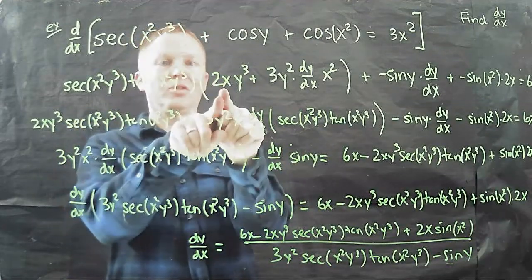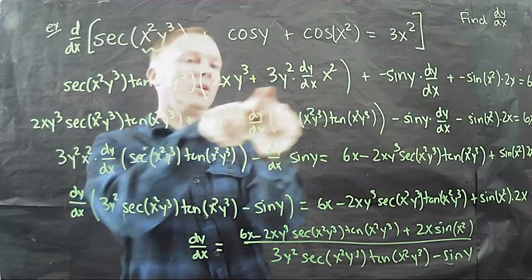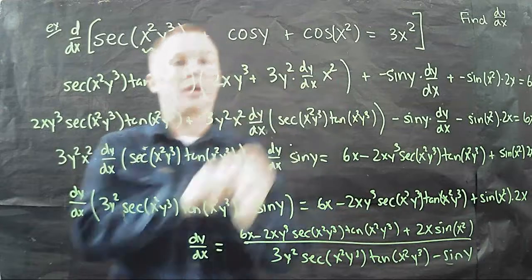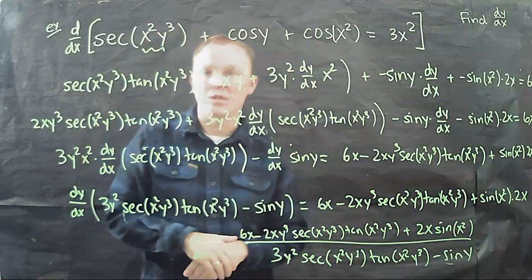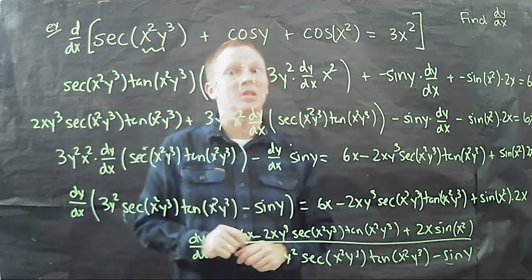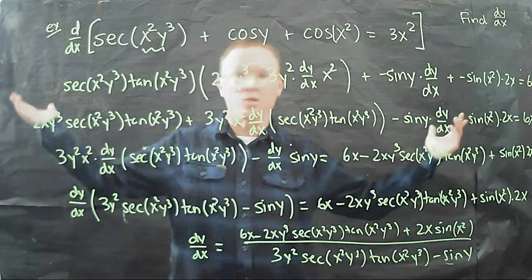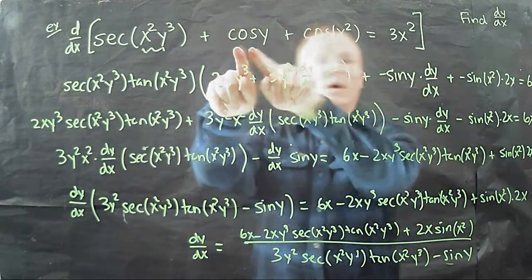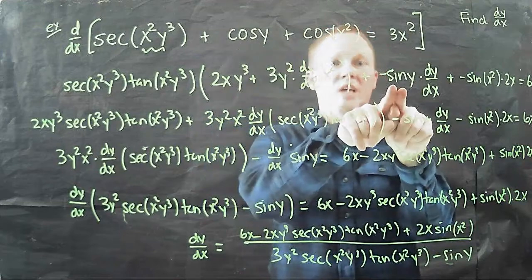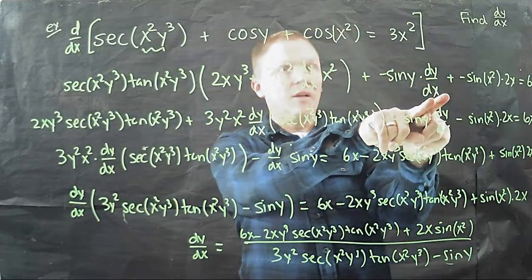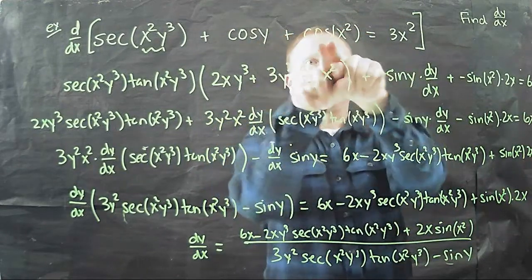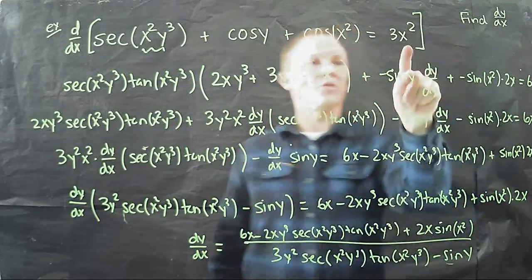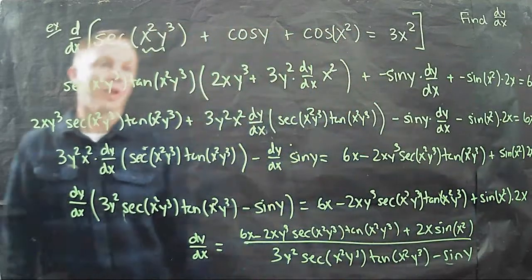So the derivative of the first, 2x, times the second, y cubed, plus the derivative of the second, 3y squared dy dx, times the first, x squared. And that all has to be in parentheses. If you don't put that in parentheses, guess what? It's over, because you're never going to get it right. This has to be in parentheses, okay? Then plus the derivative of cosine of y, negative sine y, times dy dx. And then plus the derivative of cosine of x squared, negative sine x squared, times 2x. And then the derivative of 3x squared is 6x.